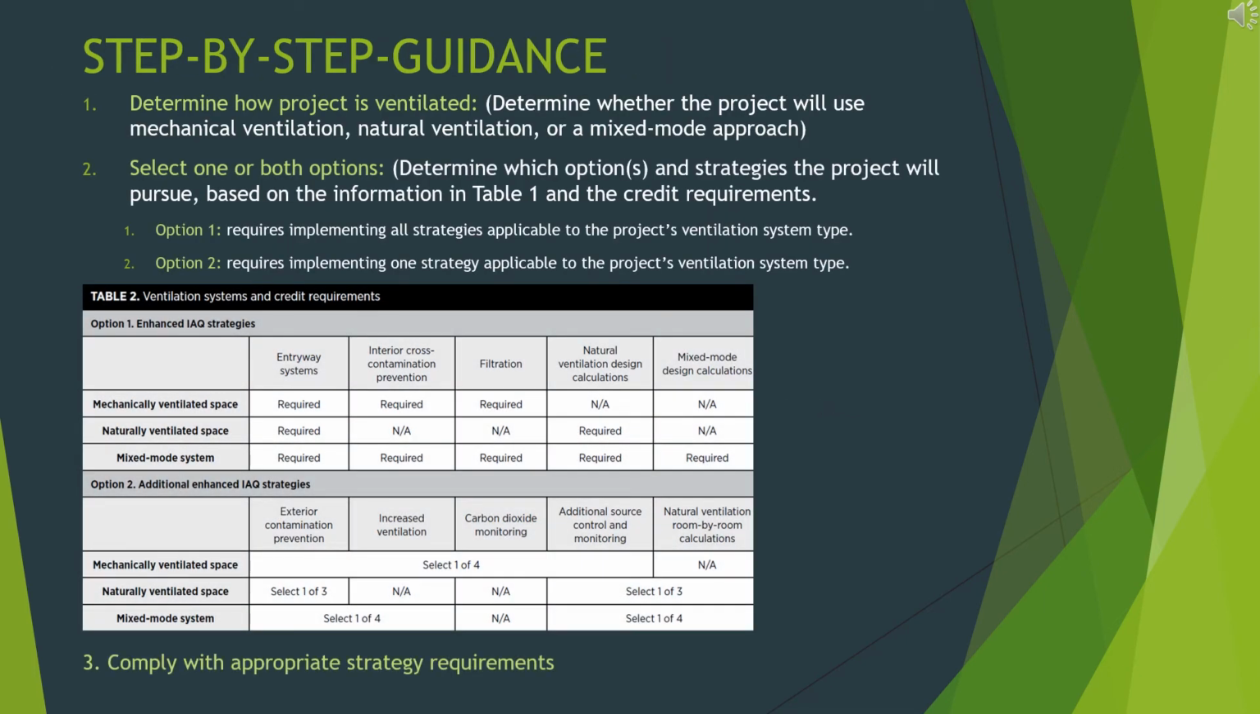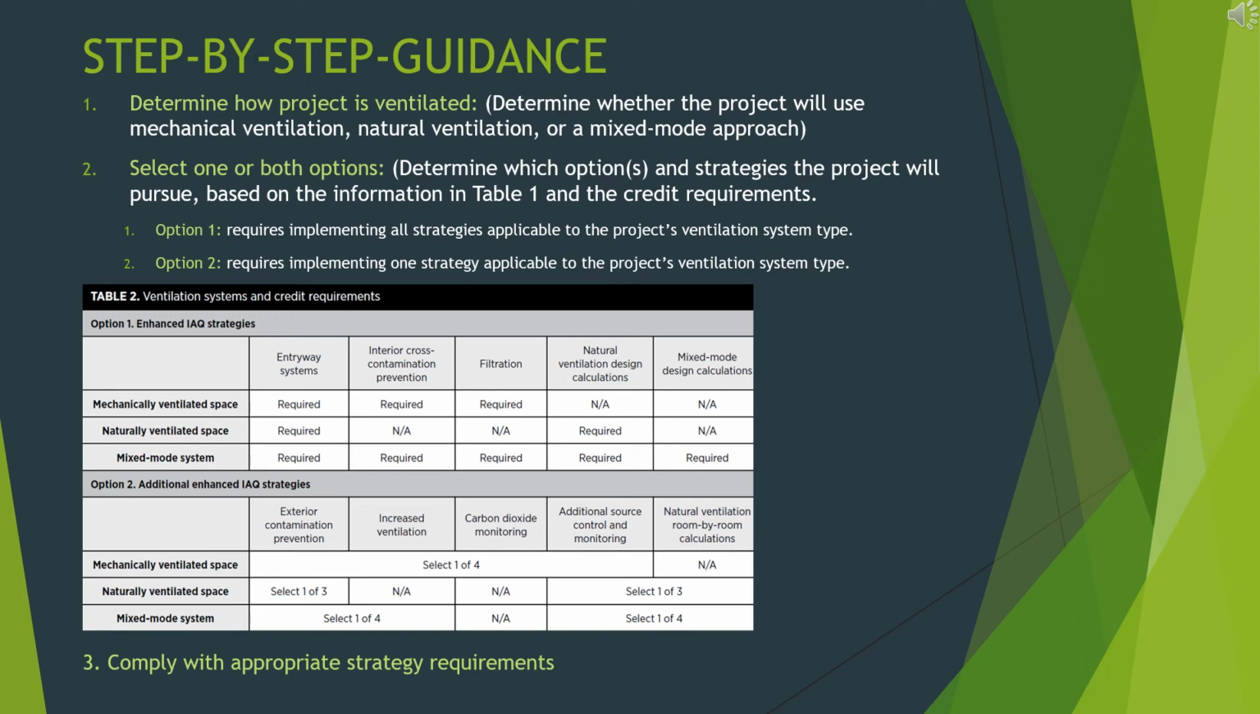Here is a step-by-step guidance to achieve the intent of this credit. The first step is to identify how the project is ventilated: mechanically, naturally, or with a mixed-mode approach. The second step is to choose which option to consider for the project. As learnt earlier, option 1 requires implementation of all strategies, whereas option 2 requires implementation of just one strategy to the ventilation systems. The table here shows what strategies are required and what are not for the two options.